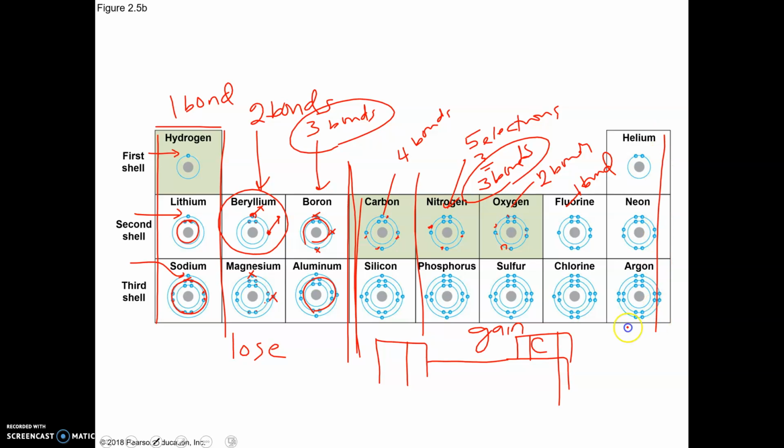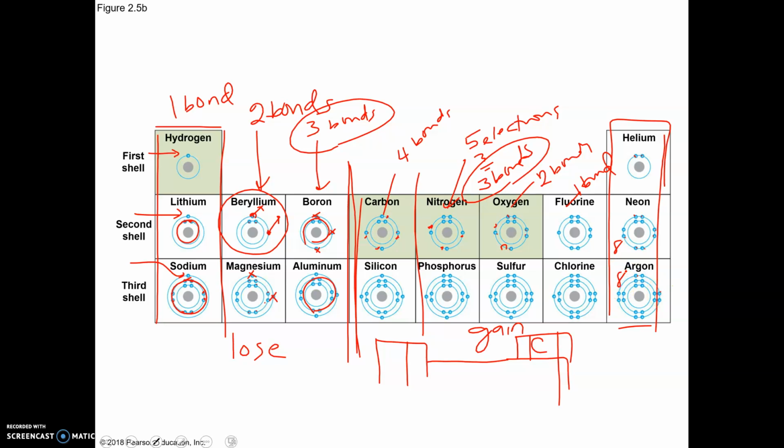And these are our noble gases. They already have a full outer shell, so they don't make any bonds. They tend to be inert or inactive. And so helium already has 2. It's the first shell, so that's full. Neon, 1, 2, 3, 4, 5, 6, 7, 8. It's full. Argon, it's also full.